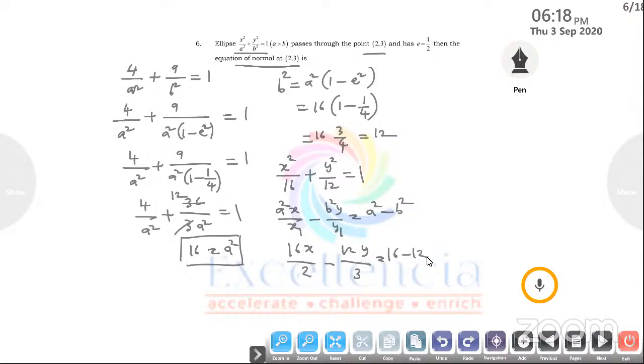So we can write this as 8x minus 4y equal to 4. On simplification we get 2x minus y equal to 1. So this is nothing but the equation of the normal at the point (2, 3). See, it may take a little time, maybe 3 minutes can be spent on this, but it's an easy question. When you try, definitely the student will get the answer for this question.